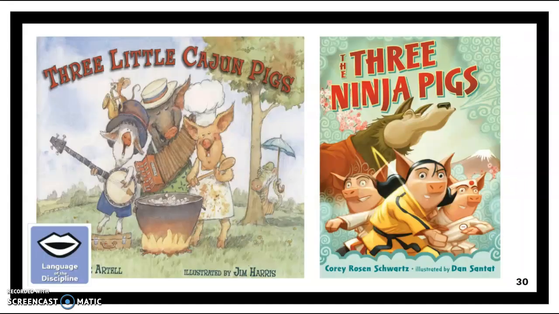Then of course we have other people that use a story that is well known, such as the Three Little Pigs, and then they have their own perspective, a Cajun perspective or a ninja perspective. That is also something that we can look at and, more than anything, have that conversation, have that dialogue about the perspective and how it's different and how it's okay to be different.